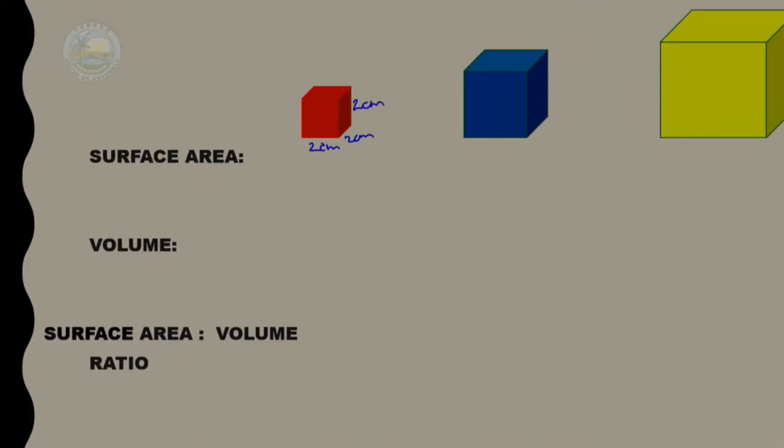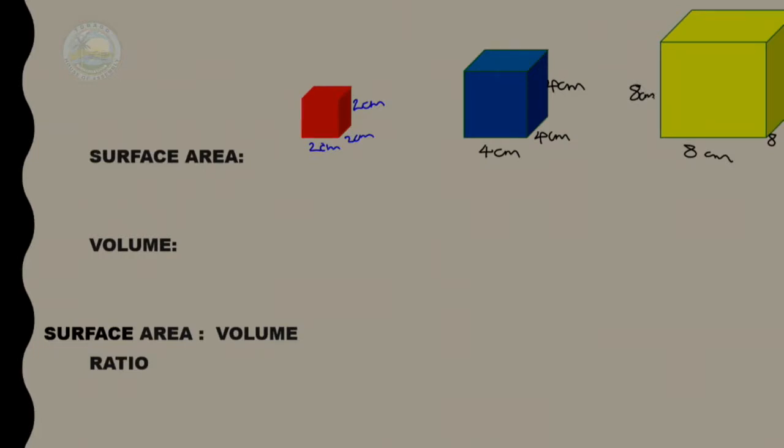For this cube, it's 4 centimeters by 4 centimeters by 4 centimeters. And this one, we'll put it at 8 by 8, and the height 8 centimeters. Okay, so let us calculate the surface area of the red cube.